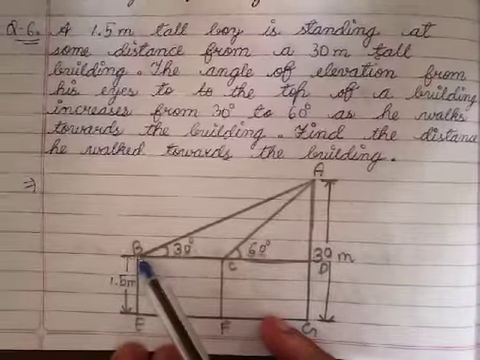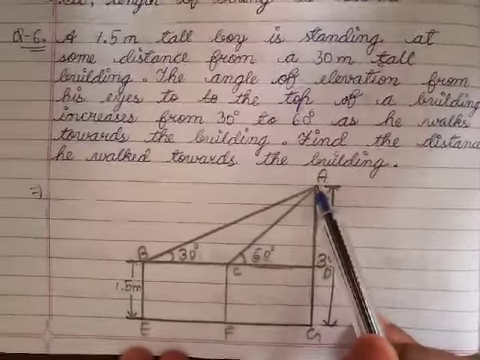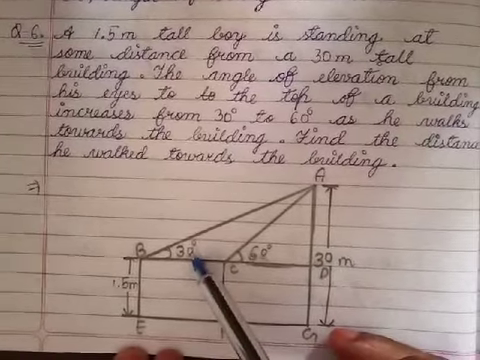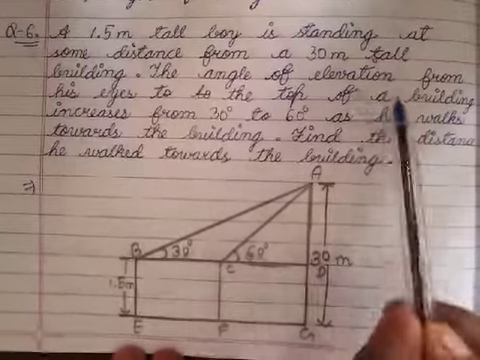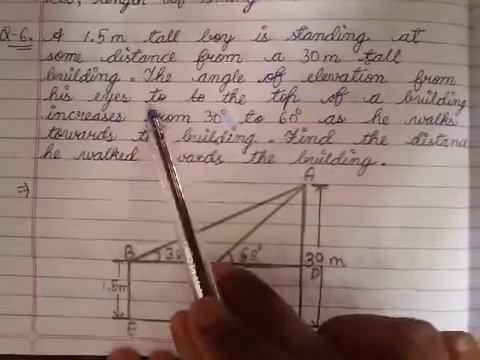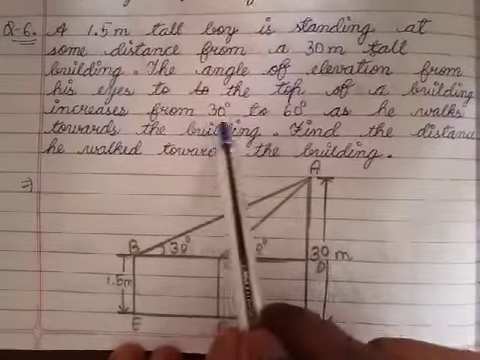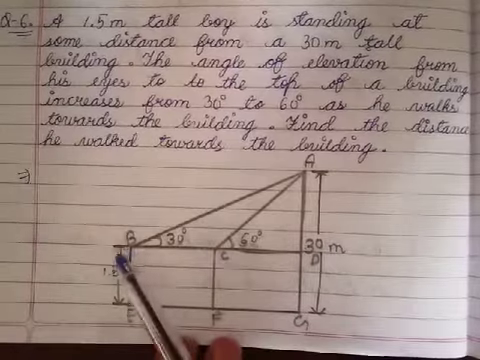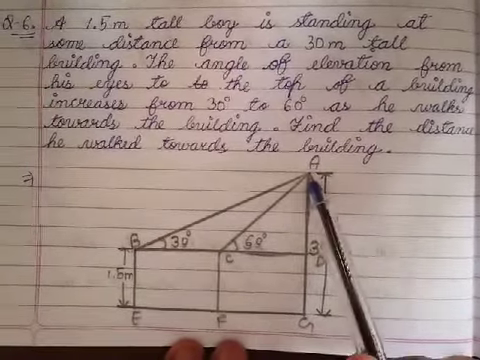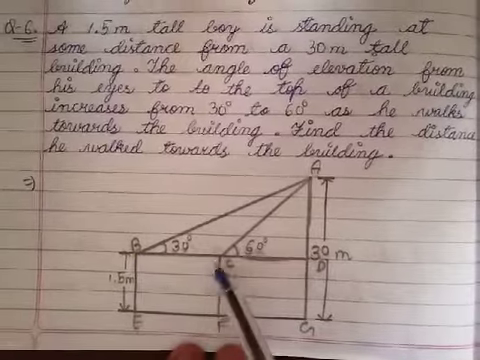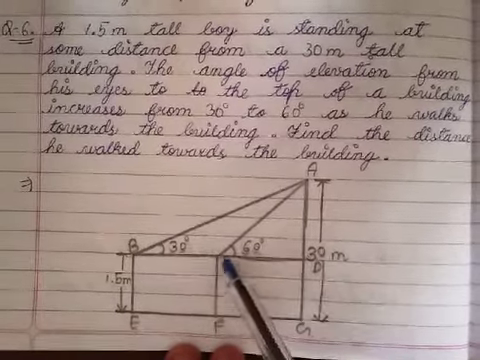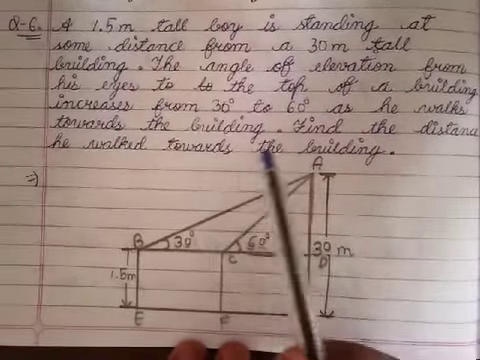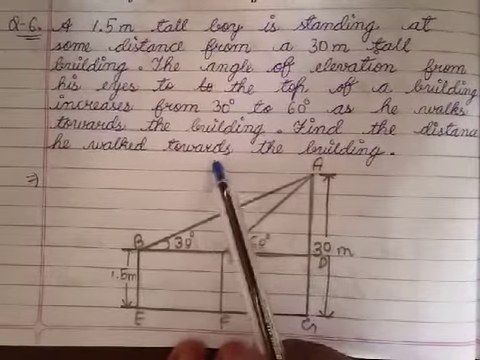The angle of elevation from his eye to the top of the building. From here it is his eye at point B. He is looking at the top of the building, which is point A, making an angle of 30 degree. The angle of elevation from his eye to the top of the building increases from 30 to 60 as he walks towards the building. Now he walked from B to C, and when he comes there, the angle of elevation becomes 60 degree. So as he walked towards the building, find the distance he walked towards the building.